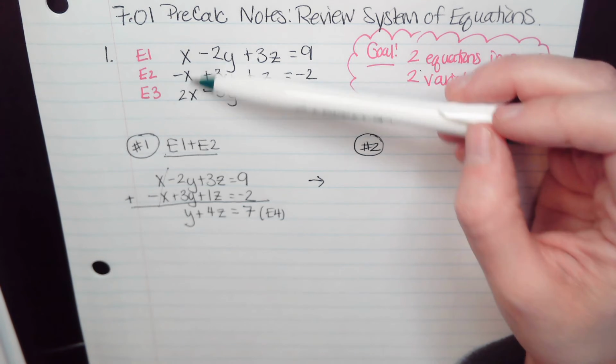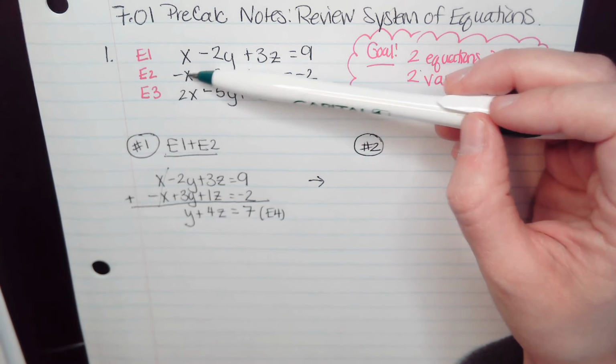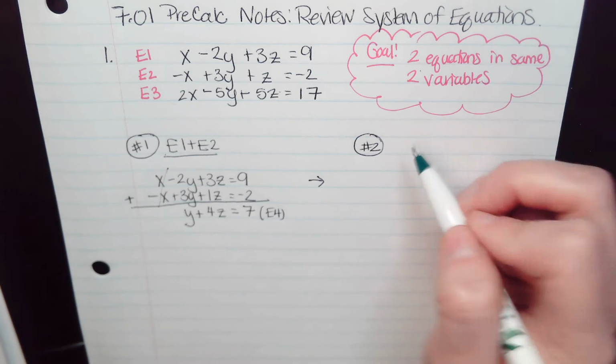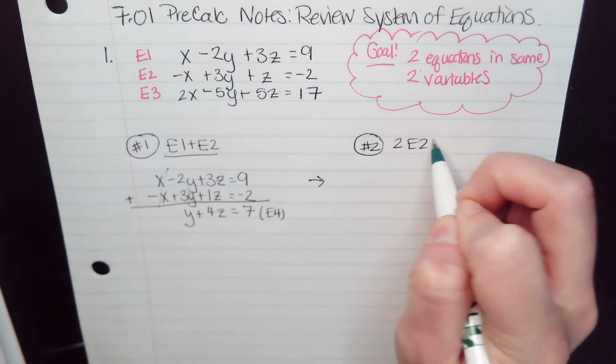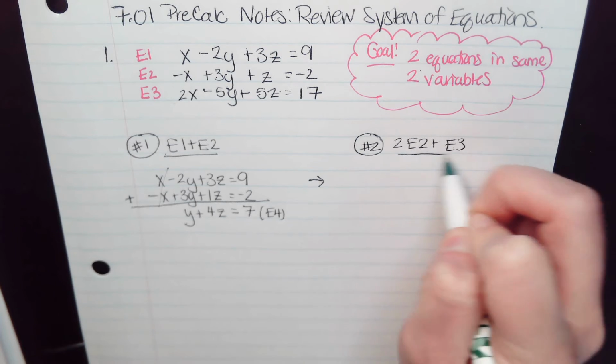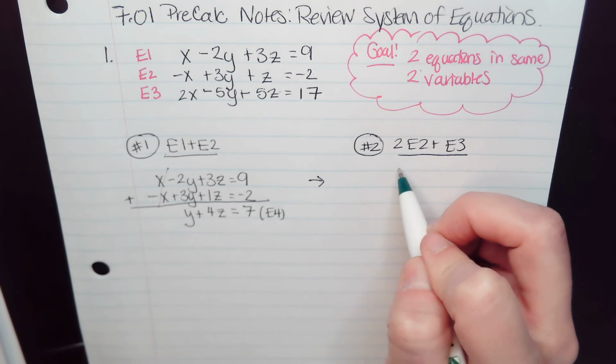If you did 2 and 3, you need to multiply this by a +2. I'm going to do that. So I'm going to do 2 times equation 2 plus equation 3. All right, so first I'm just going to show you my work here.